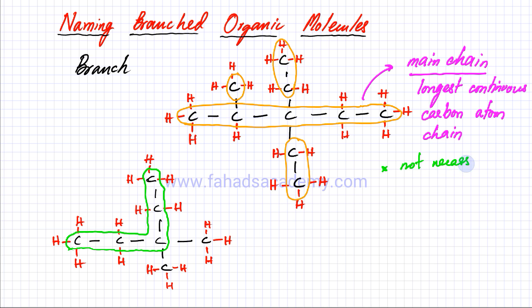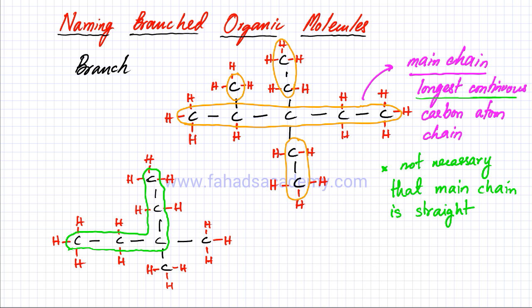So it's not necessary that the main chain is straight. So that is not an important point. If you look at the carbon atoms, there are 1, 2, 3, 4, 5 carbon atoms occurring in a continuous fashion. So the stress should be on the longest continuous carbon atom chain. Whether it's straight or bent or zigzag, that's not going to be important.